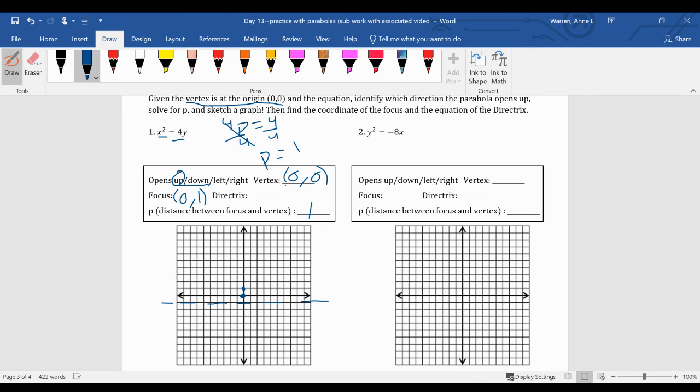And then again, the directrix this time is a horizontal line. So you can see how it crosses through the y-axis at -1. Since it crosses through the y-axis at -1, we have y is equal to -1, because at every point on this line, the y value would be -1. So that is how you do these problems.